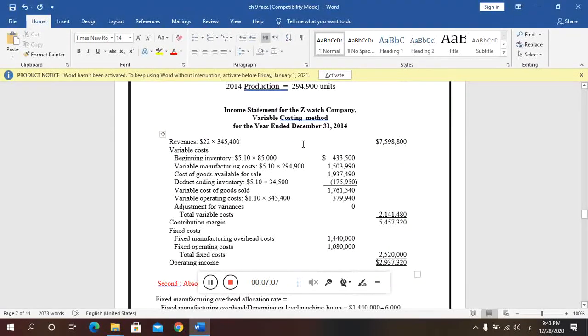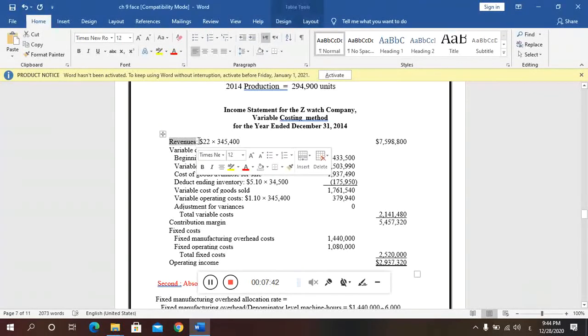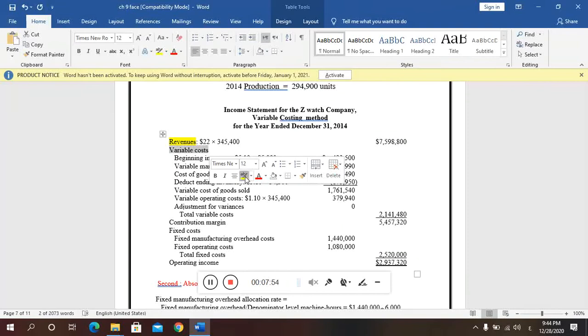The income statement under the variable costing method equals revenues minus variable costs, that is variable cost of goods sold plus variable operating costs, which gives the total variable cost, and we get the contribution margin. After that we subtract the fixed costs, the fixed manufacturing and fixed operating costs, and we get the operating income. So the main items in the income statement are revenues, as we said before in our first record for chapter 9, minus all variable costs. And variable costs consist of variable cost of goods sold and variable operating costs.